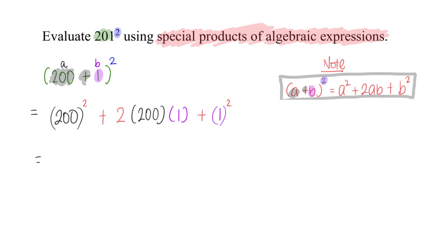200 square is 200 times 200. You will get 40,000. 2 times 200 is 400 times 1 is 400. 1 square is 1. So eventually you will get 40,401.